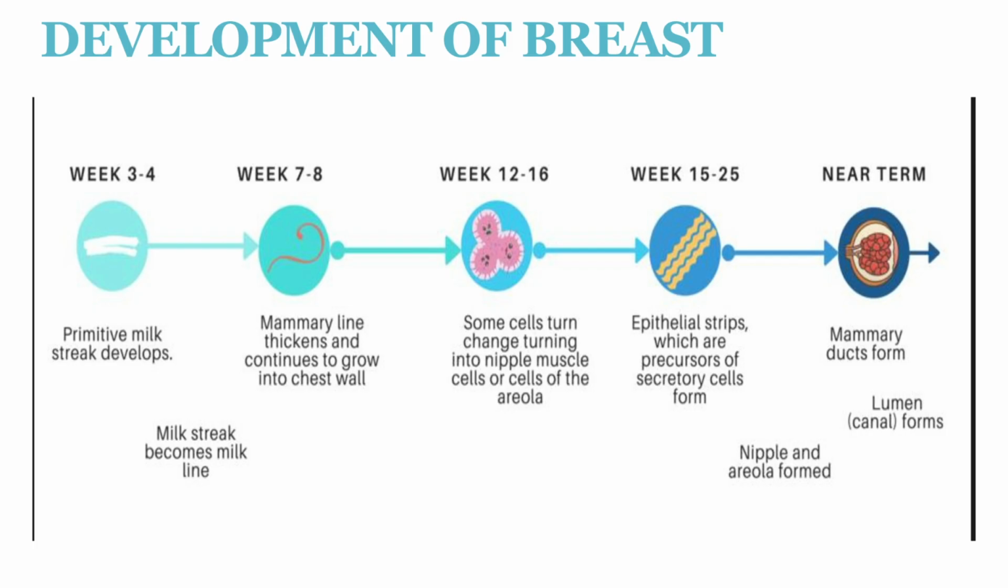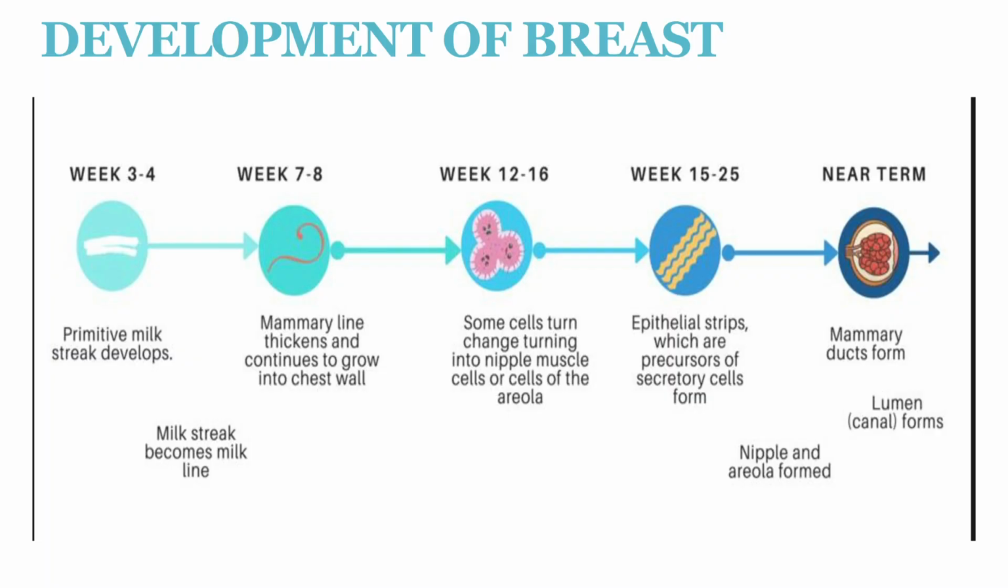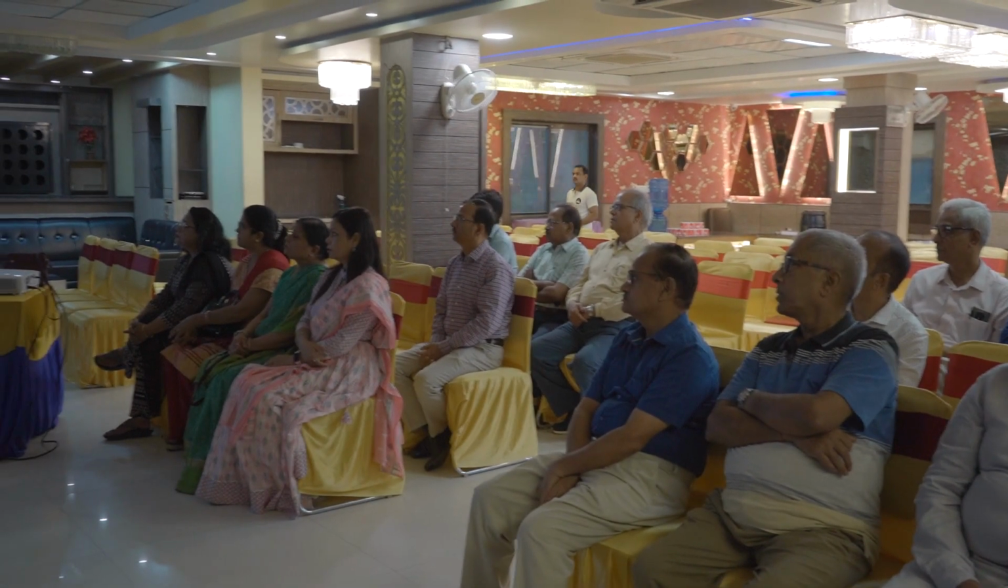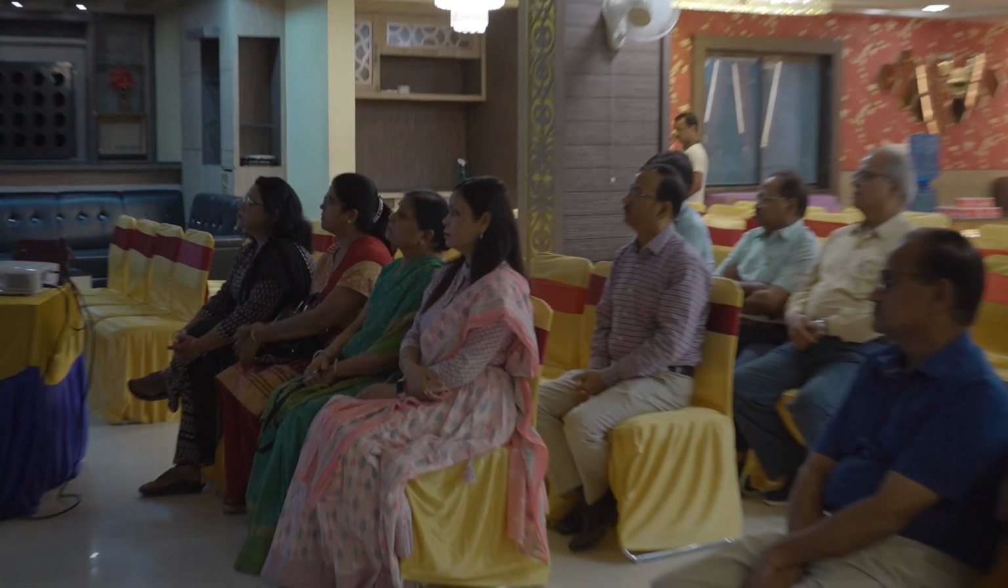Something about the development of the breast: it develops on the chest wall. The primitive milk streak develops at different ages of the fetus, and near term the mammary gland forms and ducts form. So the breast talk is basically, people are very apprehensive. All the patients having any problem in the breast are very apprehensive about whether it is cancer. So a few words about the pathology.